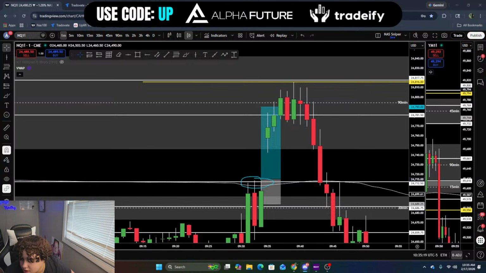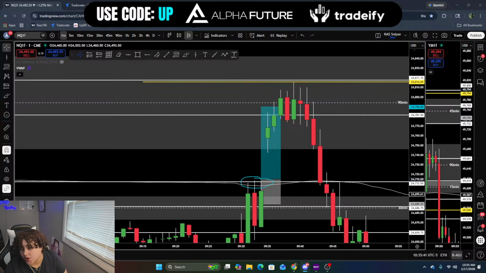Took longs on Nasdaq after it got above a white line and a 30-minute supply zone. Usually, I wouldn't have taken this trade because VWAP was right there.